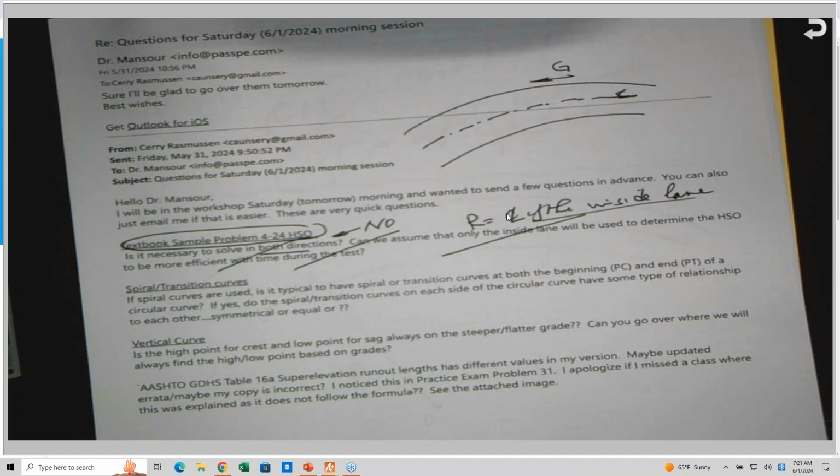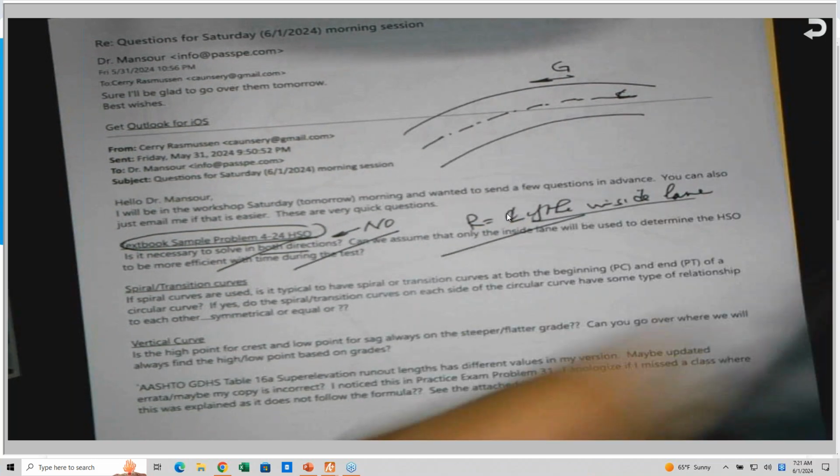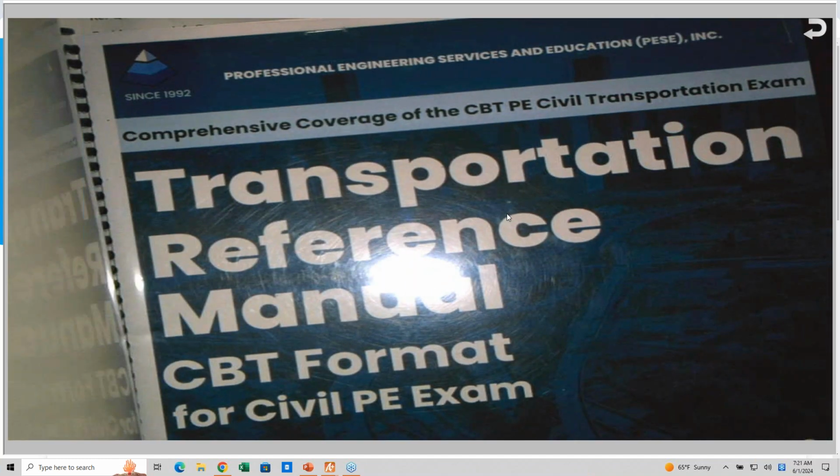Mazin, can you repeat the page number of the figure if we have this book? If you have the book, yes. Sorry, my friend. If you have my book, okay, this is a transportation book.